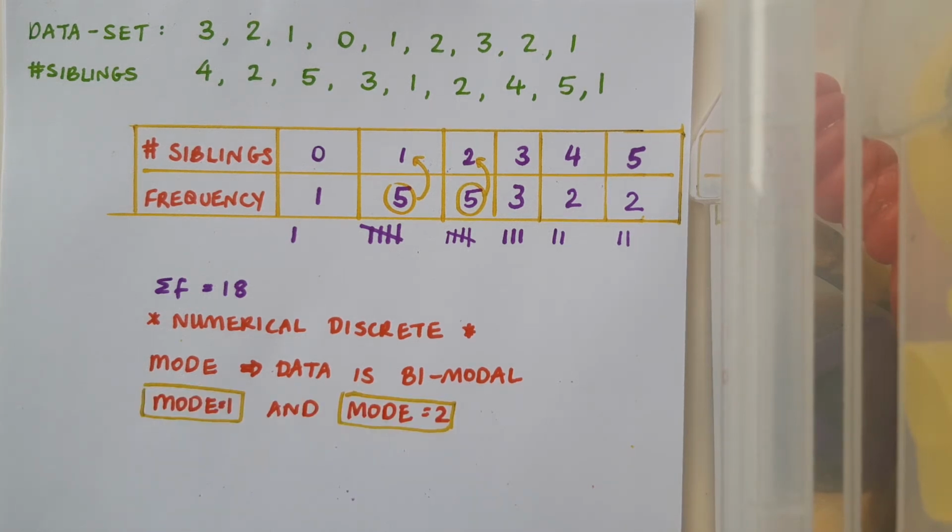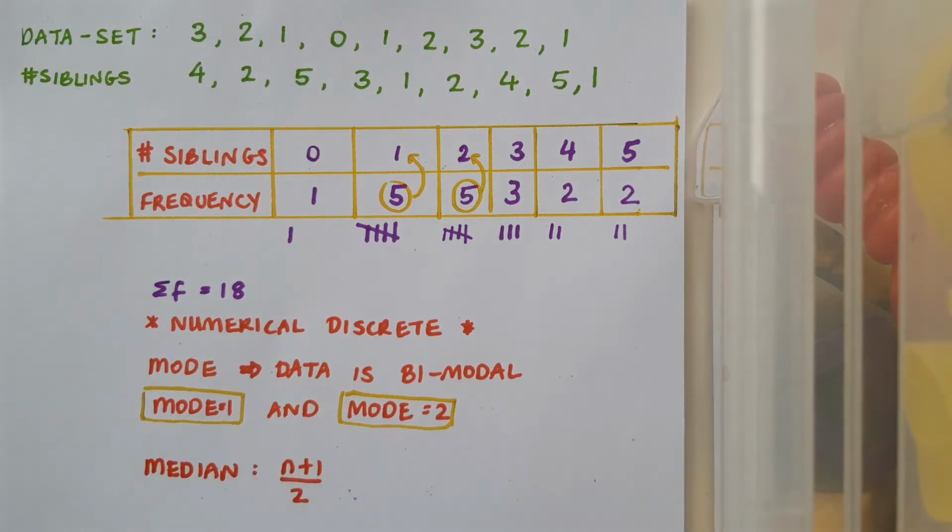I can calculate the median in a very similar way to what I would do for a regular list. So I first of all locate the median using n plus 1 over 2. Of course, don't forget n and summation f are the same thing. So in this case, I'm going to use 18 plus 1 over 2. And that leads me to the 9.5th piece of data. Don't forget now 9.5 isn't the median.